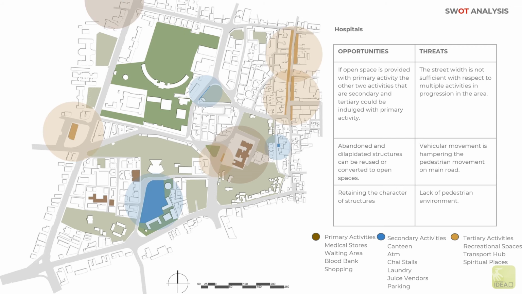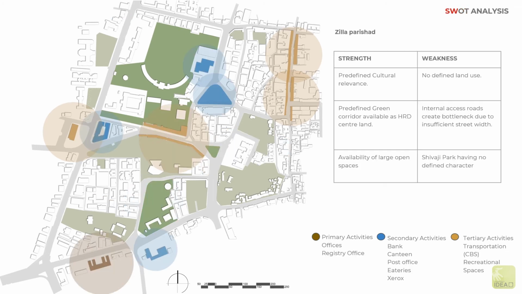Abandoned and dilapidated structures can be reused or converted to open spaces. The retainment of the character of structures is essential. Threats being the street width is not sufficient with respect to multiple activities in progression in the area. Vehicular movement is hampering the pedestrian movement on the main road, and lack of pedestrian involvement is observed.